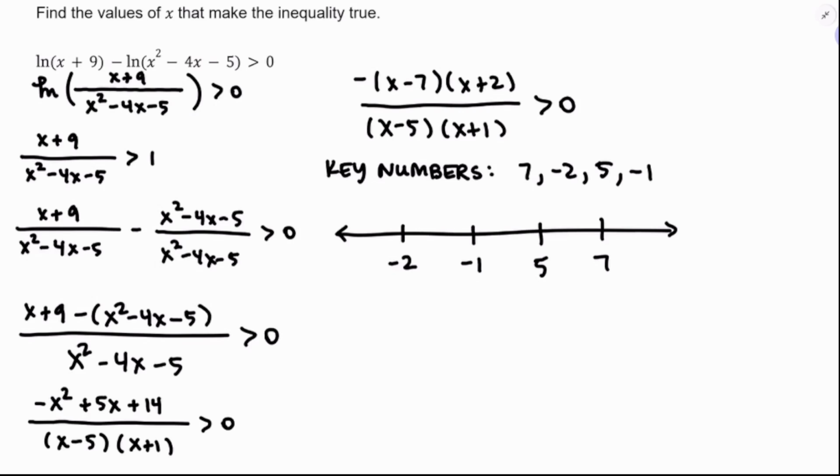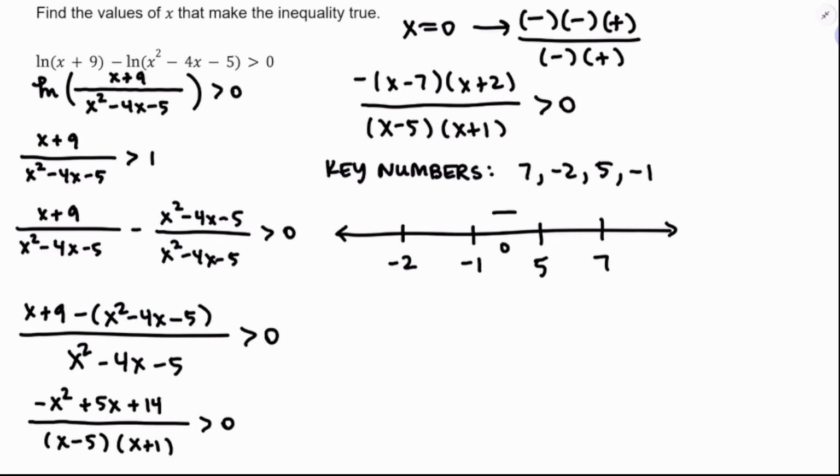Okay, now I'm going to choose a test point. Me personally, I'm always going to choose 0, right? And I think that would be the easiest thing. When x equals 0, I'm going to have the negative of negative 7 times positive 2. That's going to be a positive number on top. Over negative 5 times positive 1, that's a negative number in the bottom. And so I've got positive over negative, that's going to be a negative.